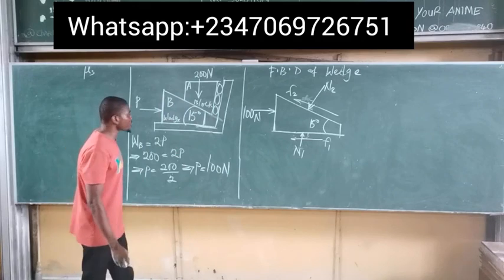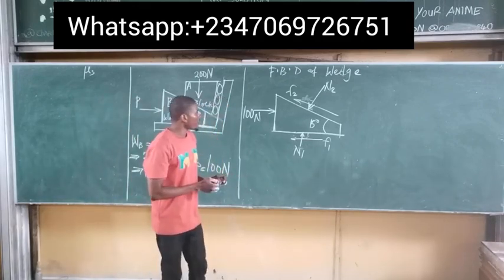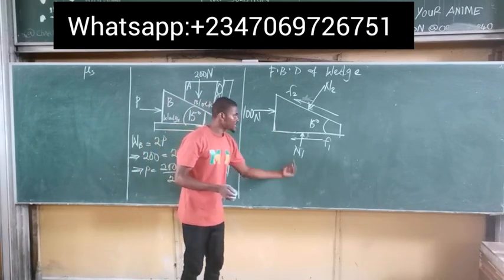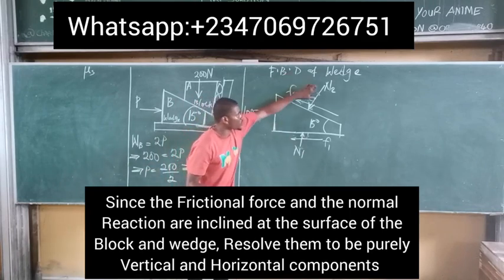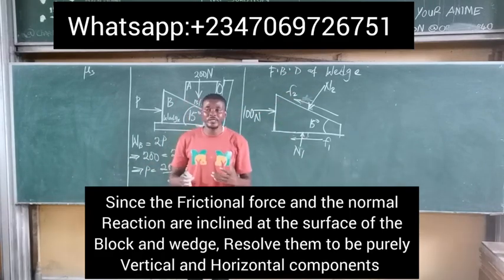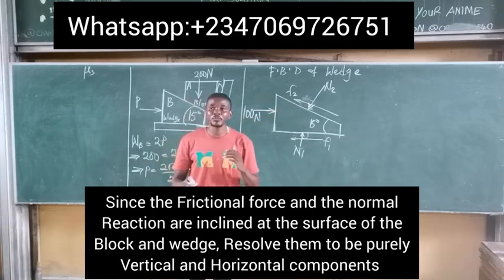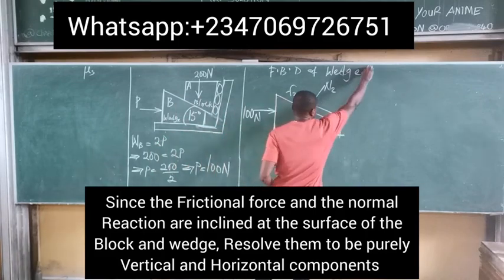Okay, so this becomes your free body diagram. All we need to do now is note that we have 100 newtons purely horizontal, M1 purely vertical, and F1 purely horizontal, but just these two forces are inclined. So what we'll do is resolve these two inclined forces into purely horizontal and purely vertical forces. Let's see the analysis now.